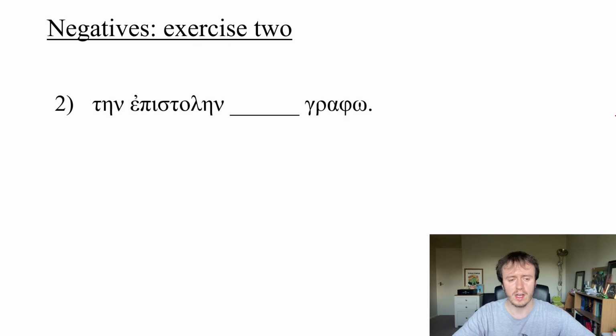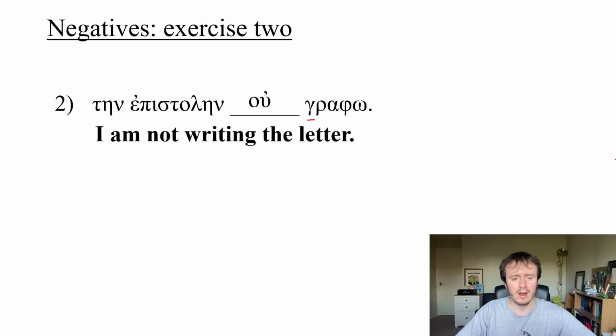Number 2 was ten epistolern blank grapor. Here, because grapor begins in gamma, which is a consonant, we knew that the negative, the word not, had to be u. And you should have translated this sentence as, I am not writing the letter, or I do not write the letter. Because grapor is I am not writing, or I do not write, and ten epistolern is the letter in the accusative singular as indicated by the feminine accusative singular definite article.